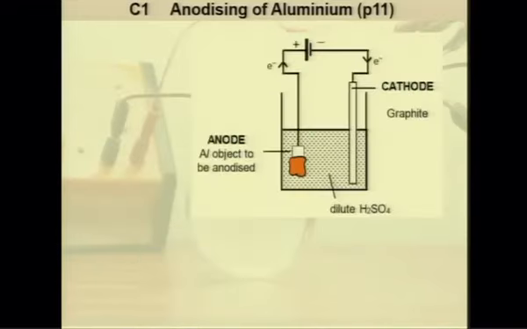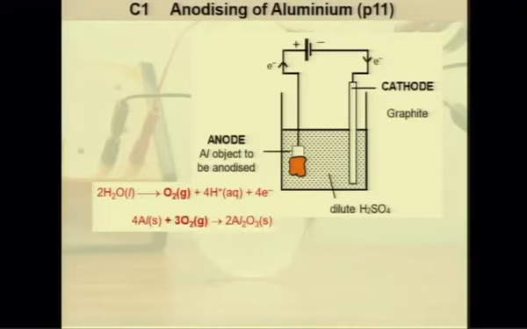Now, in anodizing, what we do is we put the aluminum object at the anode. At the anode, oxidation happens, but it is oxidation of water. Oxidation of water happens to give you oxygen gas. The oxygen gas that comes out actually reacts with the aluminum to give you aluminum oxide.